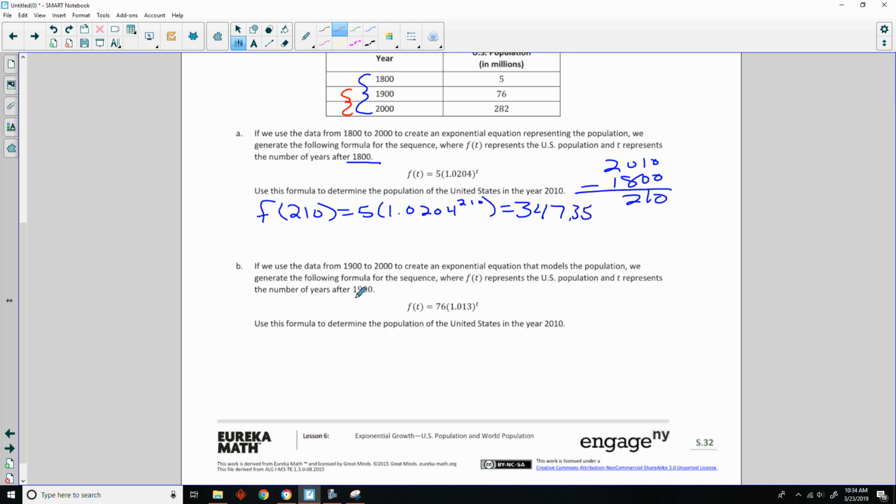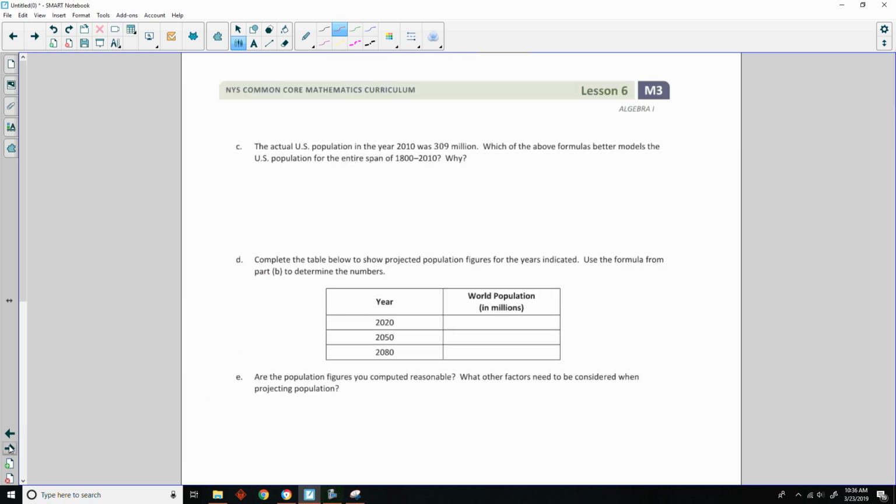We want to find the year 2010. That's years after 1900. So my t is going to be 2010 minus 1900, and that's going to be 110 years. So I want f of 110 equals 76 times 1.013 to the power of 110. Okay, and I got 314.67 million, or 314,670,000. So if we're using the formula from 1900 to 2000, and we want to estimate the year 2010, we're actually lower because the rate of change is not figured in from the 1800s to the 1900s.